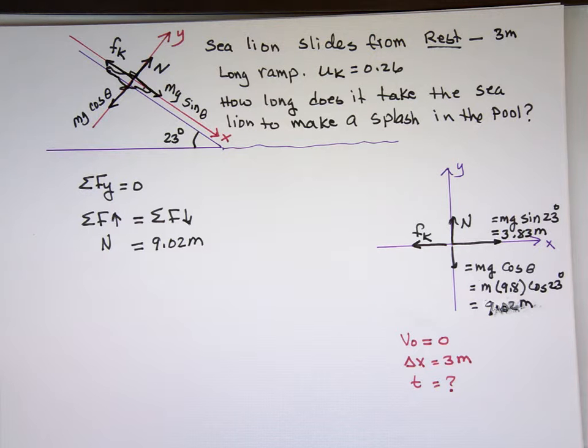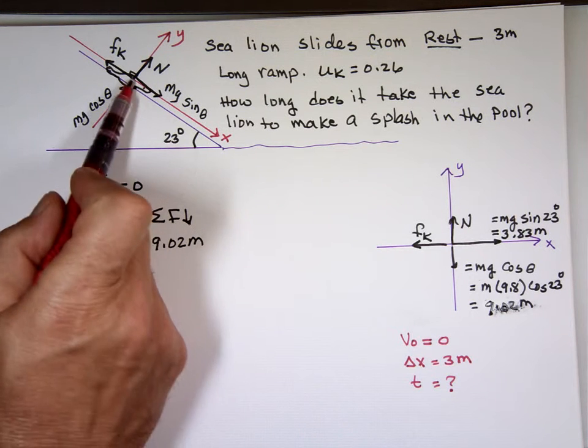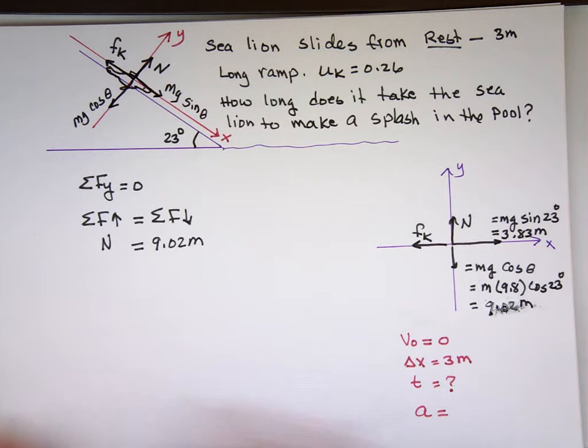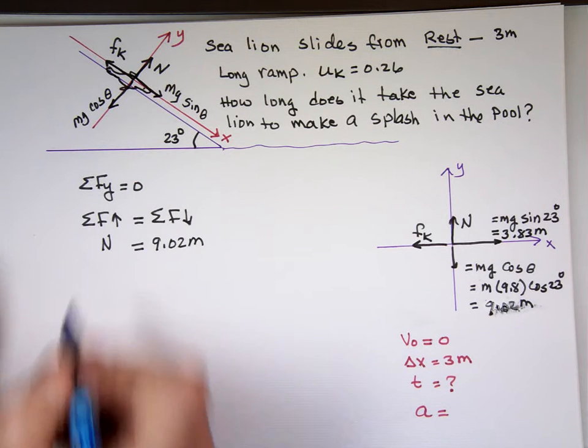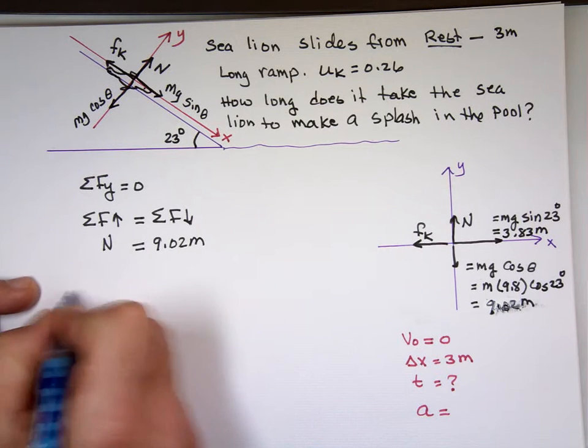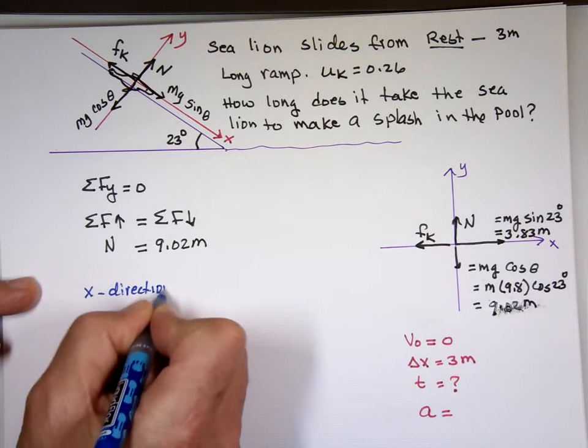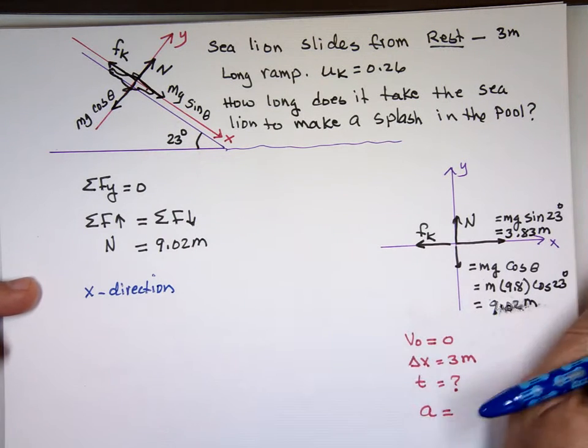Well, maybe I can calculate the acceleration of the sea lion coming down, because if I know what a is, I might be okay to solve it. Okay, how can I find what a is? Well, I need an equation that uses the acceleration. Let's look at the x direction. That's this one. In the x direction, the seal was going to the right. It was coming down, which means to the right.